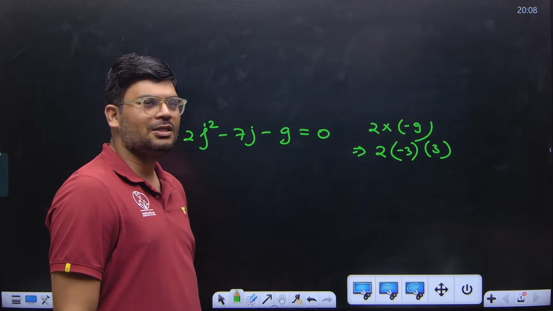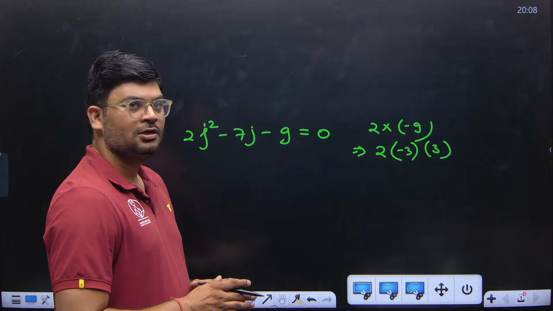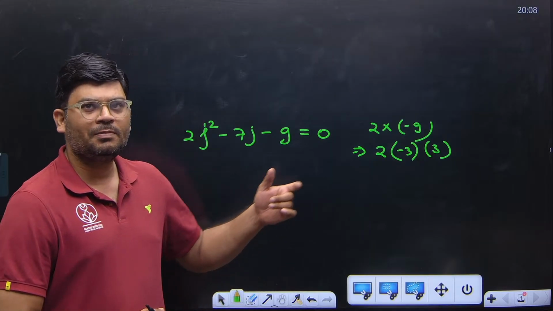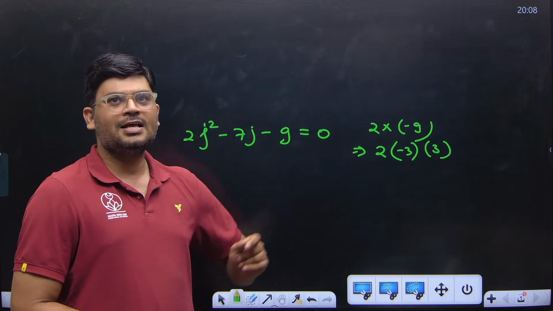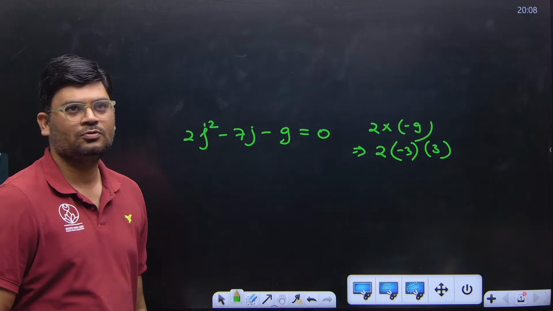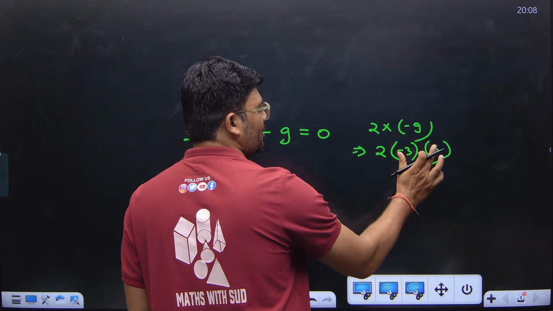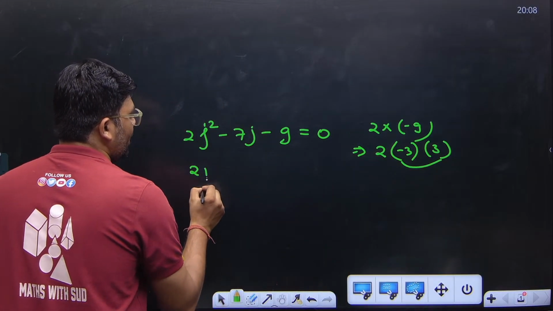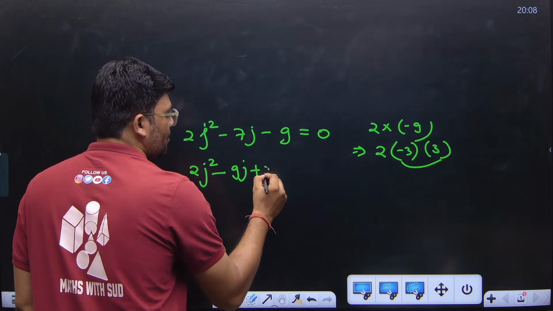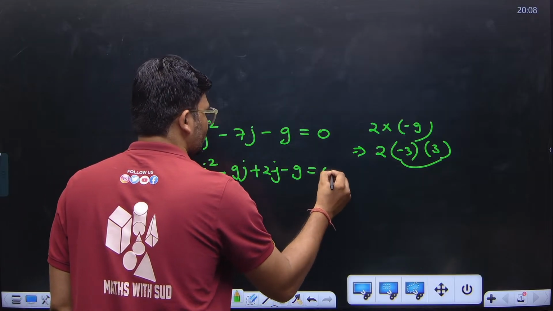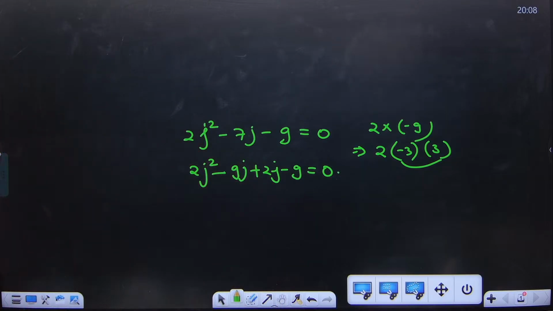Okay, I did the prime factorization. Now you have to think of two numbers which when multiplied give you this, and on subtraction give 7. So the answer is minus 9 and plus 2. You can see this. If you multiply these two, you will get minus 9 and plus 2. So you will break down this minus 7 into two parts, that is minus 9j plus 2j minus 9 is equal to 0. Understood? This is the first step.